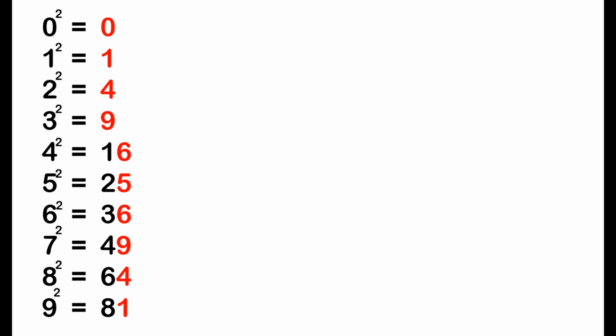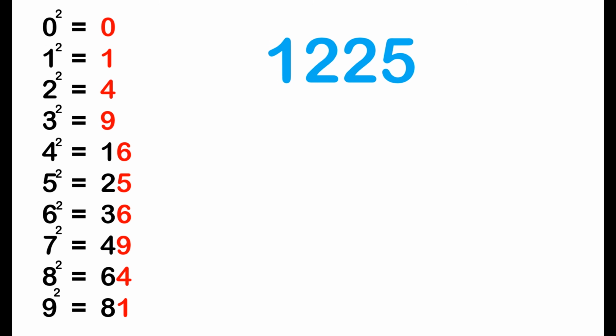So now let us look at an example. Suppose we want to calculate the square root of 1225. First thing we do is look at the last digit of this number. It's 5, right? And now look at the square here, whose last digit ends up in 5. It's 5 itself. So write the digit 5 here. Now cross out the last 2 digits.